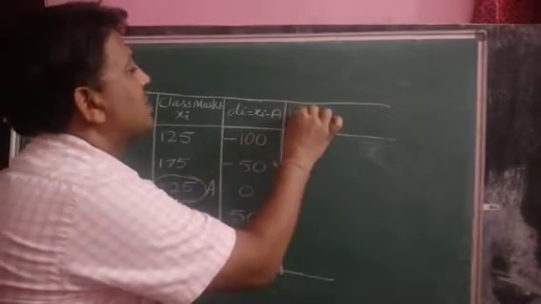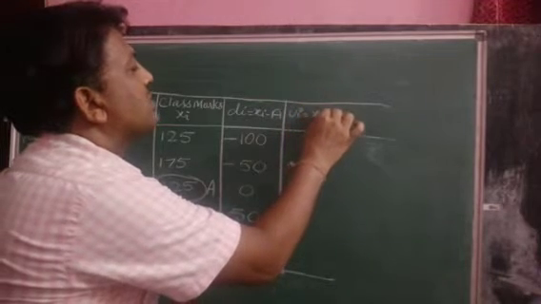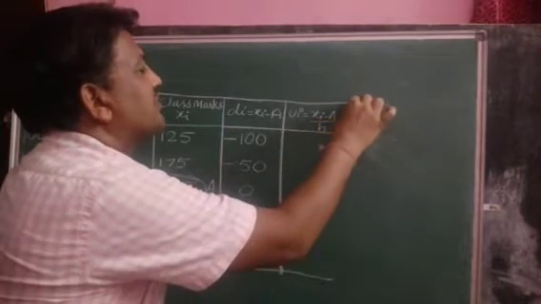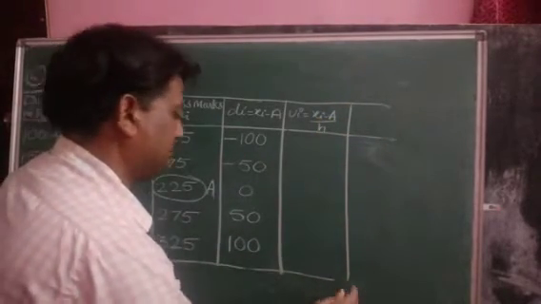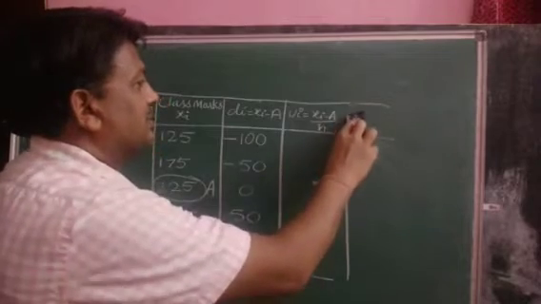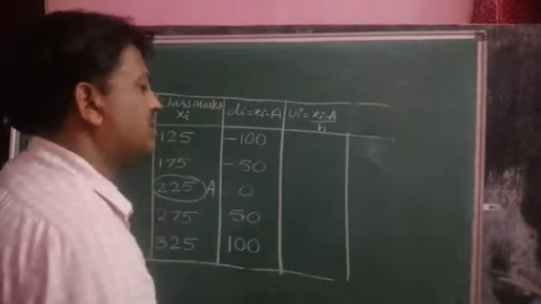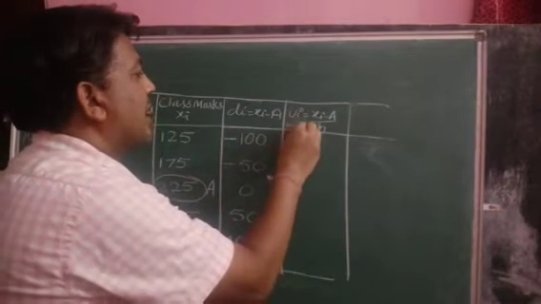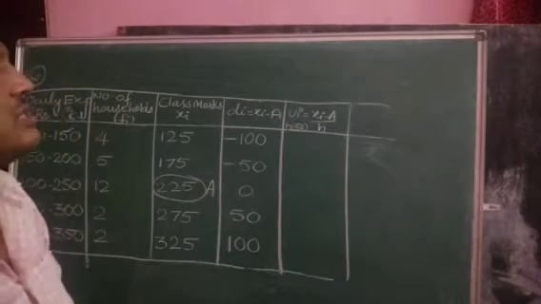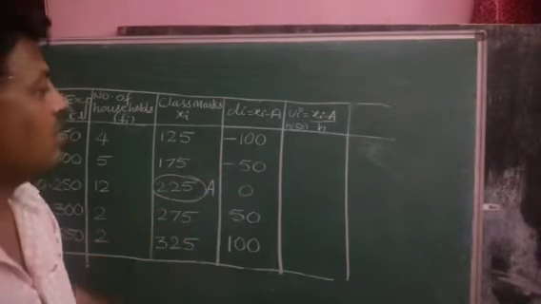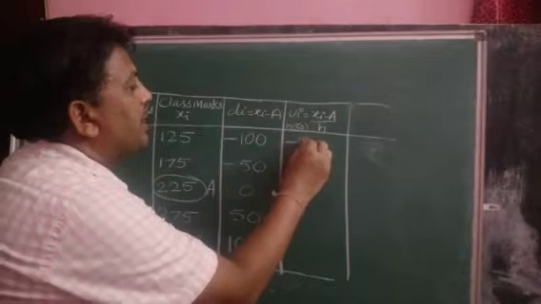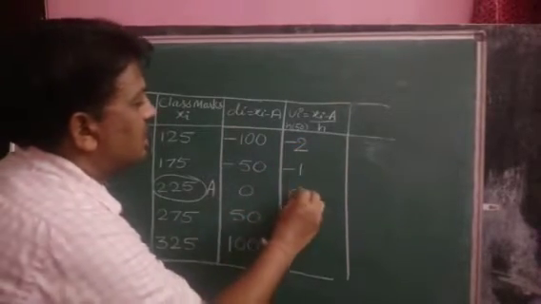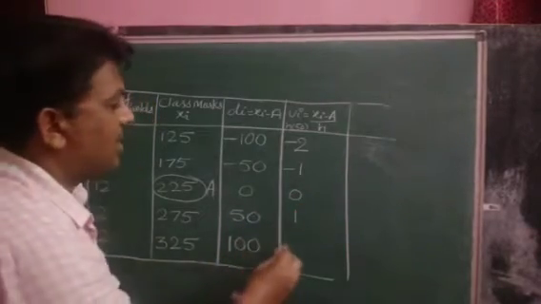In this, you have to find out ui. ui is equal to (xi minus a) upon h. And what is h? h is here 50, because 50 can divide all. Minus 100 divided by 50 is minus 2. Minus 50 by 50 is minus 1. 0 by 50, 50 by 50, 100 by 50.